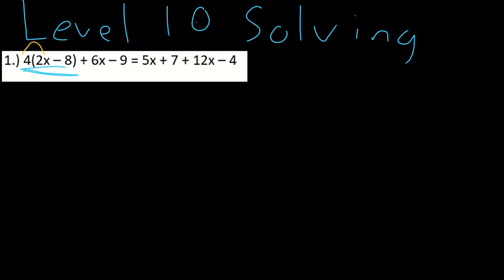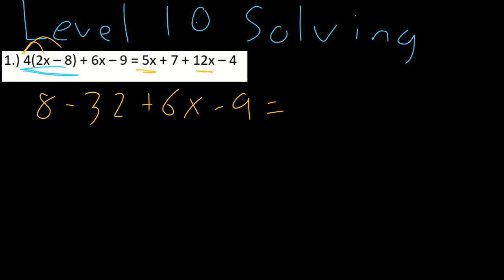So I can say, hey, 4 times 2x, that will be 8x. And 4 times negative 8, that will be negative 32. And then I just go ahead and continue to write my plus 6x minus 9 is equal to. On the right-hand side, can I simplify the right-hand side? Well, of course. But in this case, I'll just jump straight to my combining like terms. 5x plus 12x is 17x, and 7 minus 4 will be positive 3.